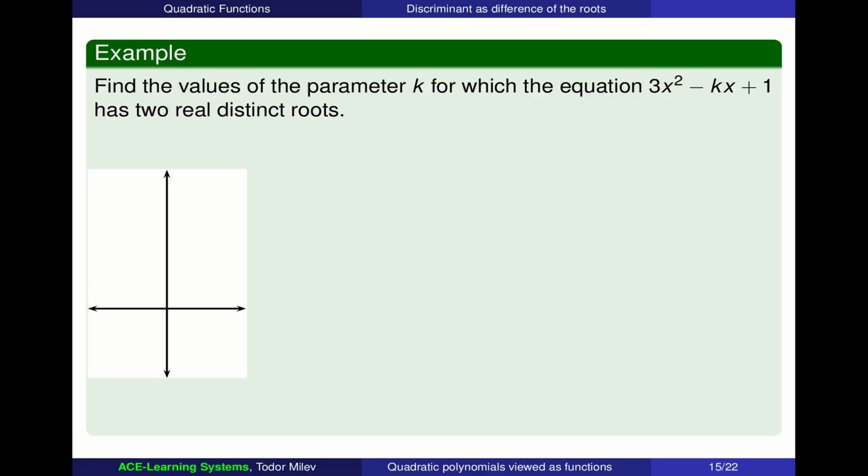This is an interesting problem involving quadratic equations. Let's read the problem. Find the values of the parameter k for which the equation 3x squared minus kx plus 1 has two real distinct roots.